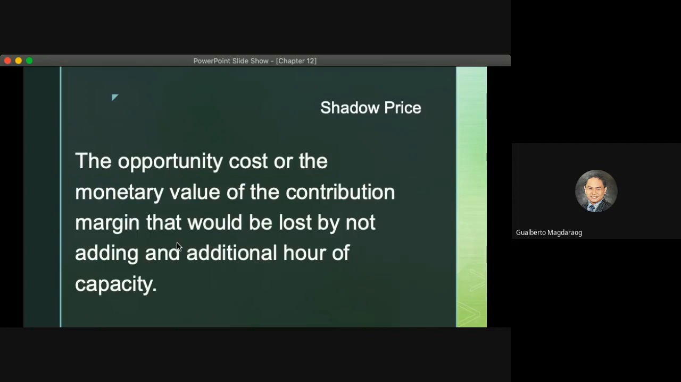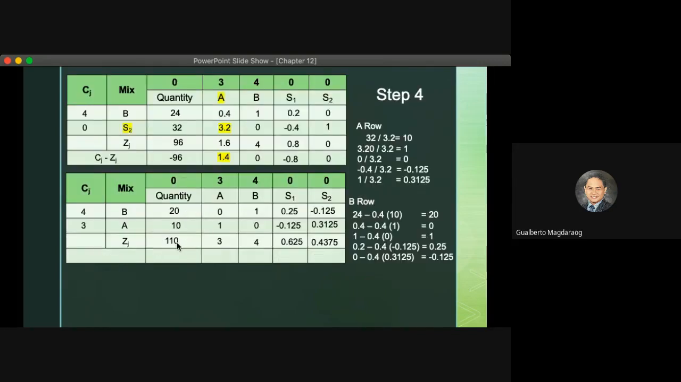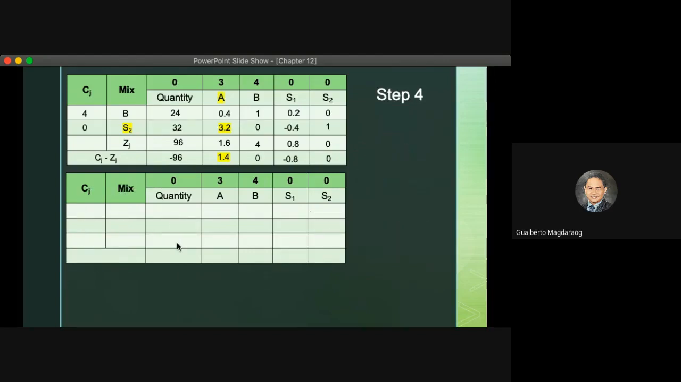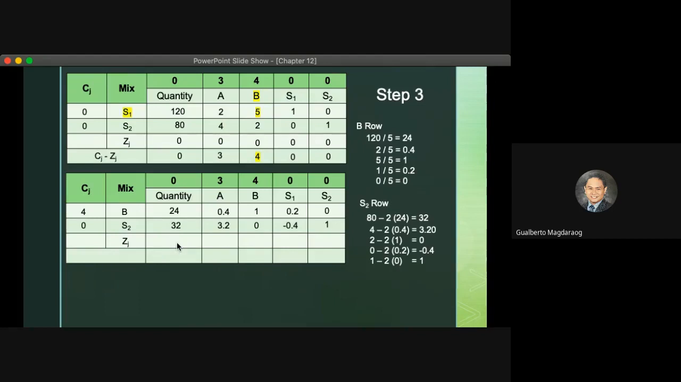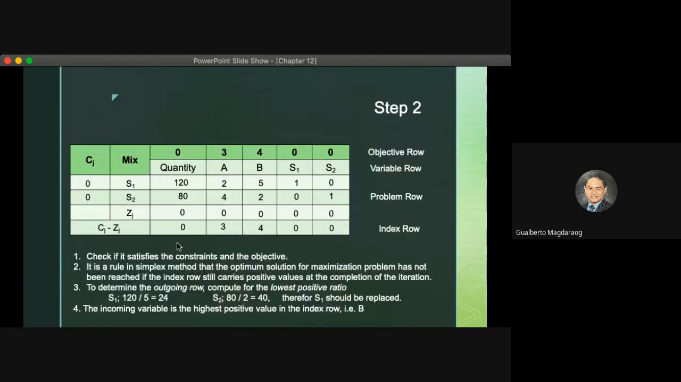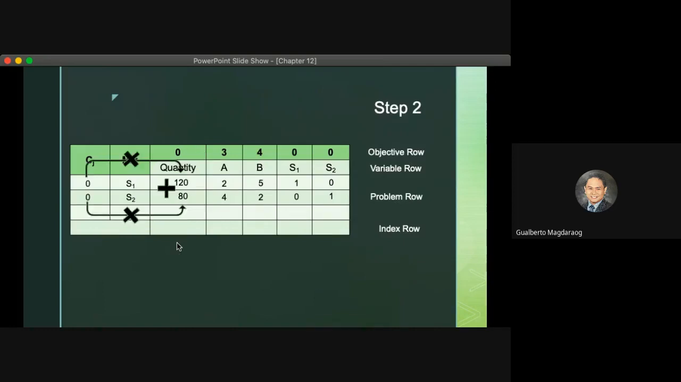Okay, let's now proceed to the shadow price. This is the opportunity cost or the monetary value of the contribution margin that would be lost by not adding an additional hour of capacity. Let's go back to our previous example on the graphic method. Okay, hold on.